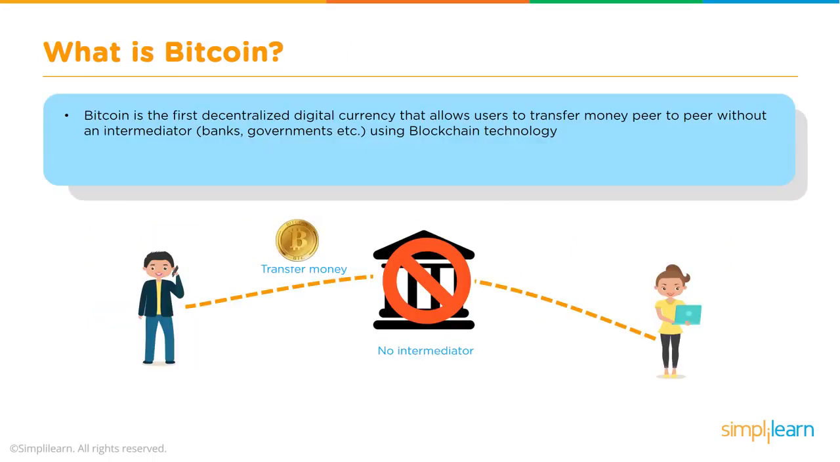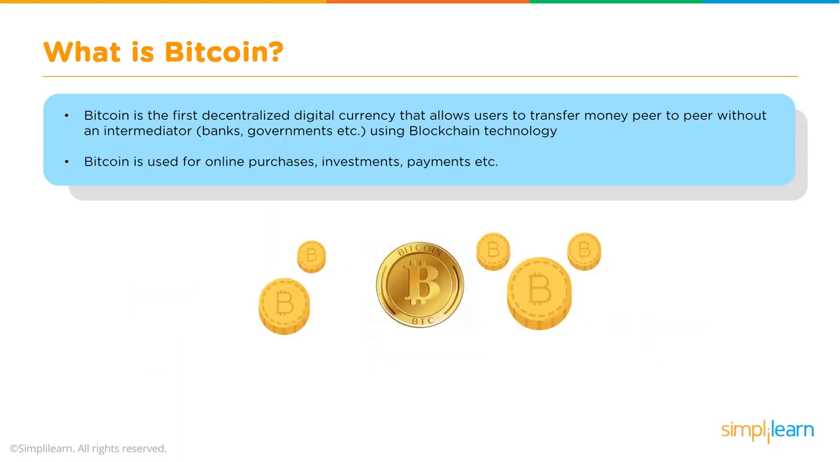Now, what is Bitcoin? Bitcoin is the first decentralized digital currency that allows users to transfer money peer-to-peer without any intermediaries like banks, governments, agents, or brokers. Nothing is involved, and all this is done using blockchain technology. As we saw in our previous example, two parties who want to exchange money don't need an intermediary. Bitcoin can be used for online purchases and e-commerce transactions, it can be used as an investment instrument, and it can primarily be used for payments to buy goods and services.